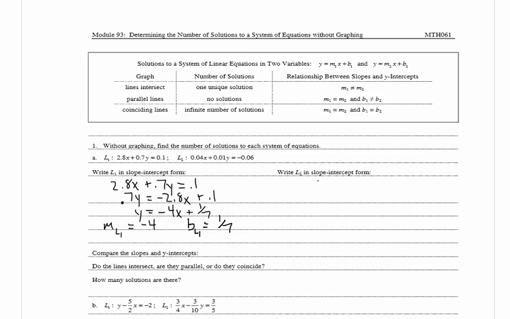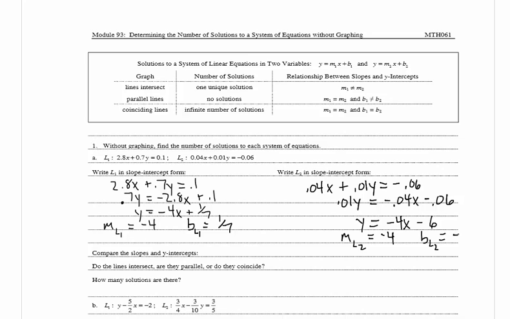And now for L2, we're going to put it in slope-intercept form as well. So we have 0.04x plus 0.01y is equal to negative 0.06. And now we're going to subtract 0.04x from both sides. So we have 0.01y is equal to negative 0.04x minus 0.06. And now we're going to divide both sides by 0.01. So we have y is equal to negative 4x minus 6. So the slope for L2 is equal to negative 4. And the y-intercept for L2 is equal to negative 6.